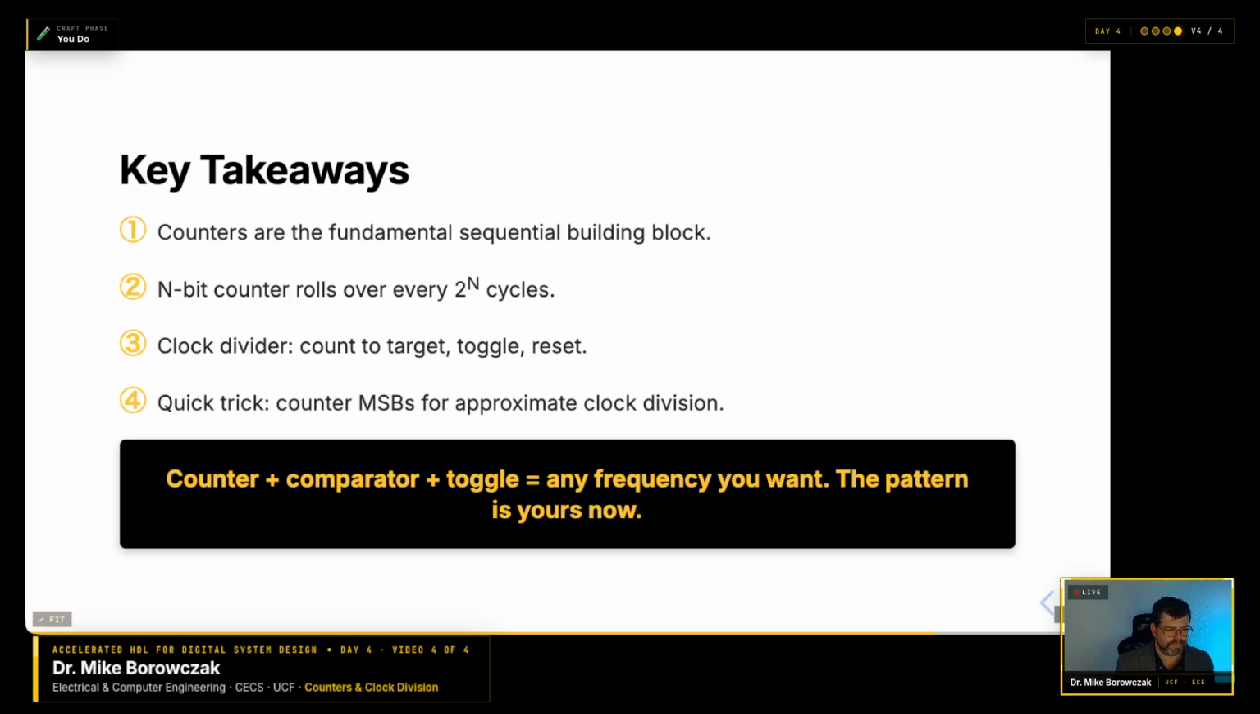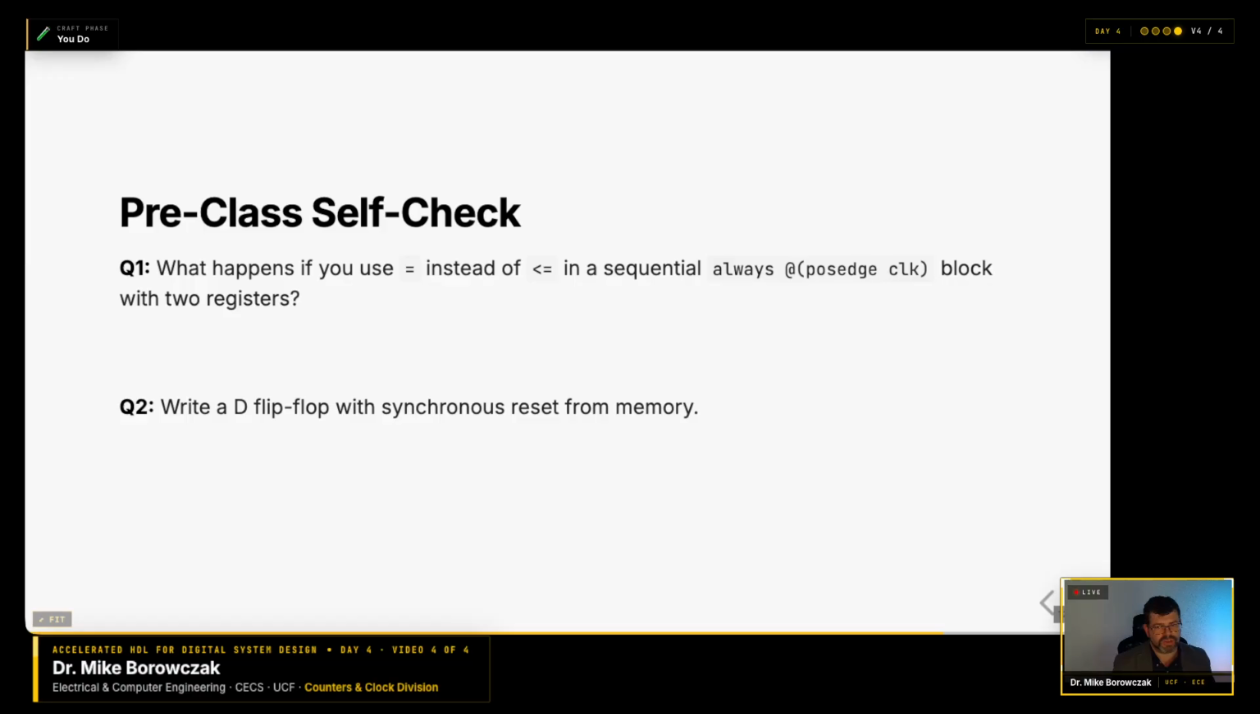All right, so a little self-check across all these segments. What happens if you use a blocking assignment instead of a non-blocking assignment in a sequential always at positive edge block with 2 registers? What's going to happen? What is the behavior that you expect? All right, write a D flip-flop with synchronous reset from memory. Can you do it?